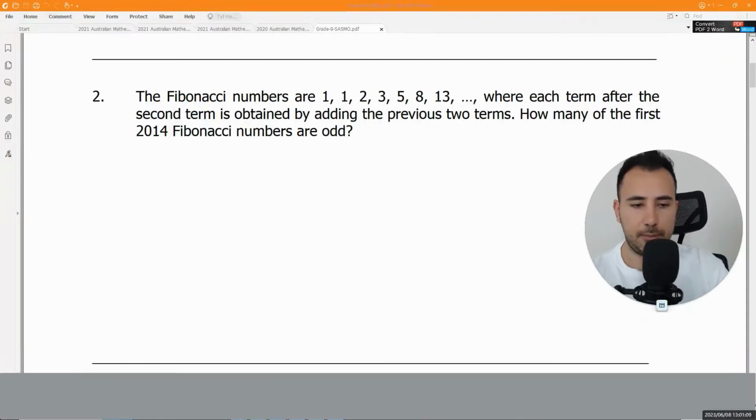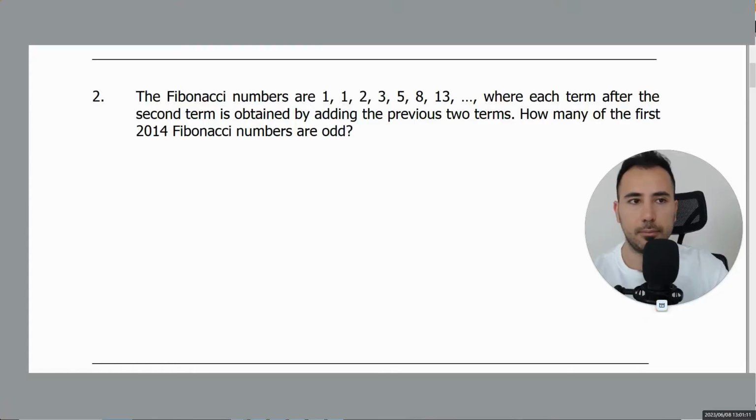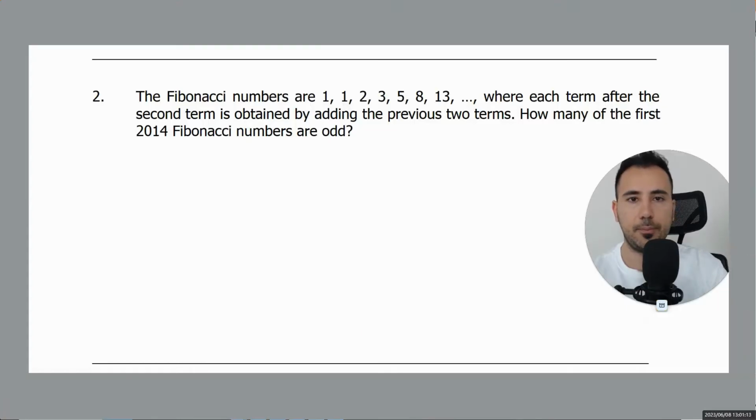Okay, let me remove the edges. Okay, question 2. The Fibonacci numbers are 1, 1, 2, 3, 5, 8, 13, where each term after the second term is obtained by adding the previous 2 terms. How many of the first 2014 Fibonacci numbers are odd?